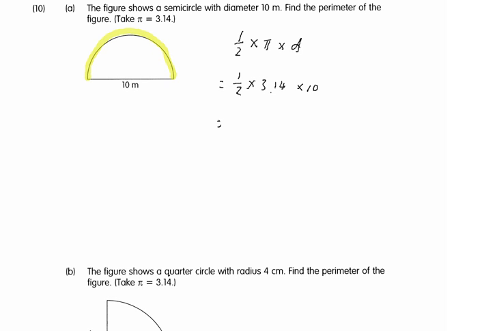So in the end, I get 15.7, sorry, 15.7. But is this the final answer? Okay, what must I do next, Eldon? Who is the one who said divide? Why divide? Can you explain to me? Tell me what's the next step.